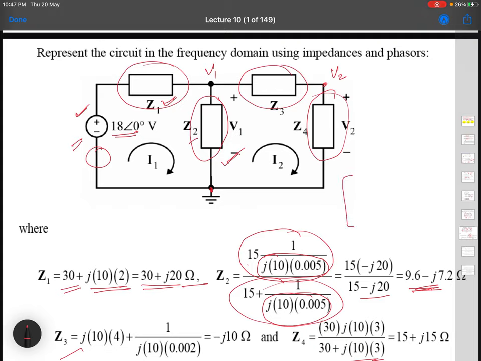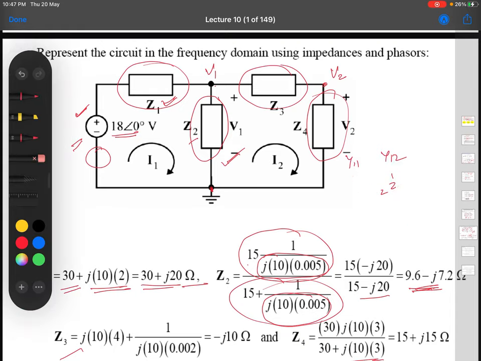Anyway, let me write the node equation Y first. Y11 will be 1 upon Z1 plus 1 upon Z2, and 1 upon Z3 is also there. So for node equations, by inspection, you can write like this: 1 upon Z1, 1 upon Z2, 1 upon Z3 is Y11.